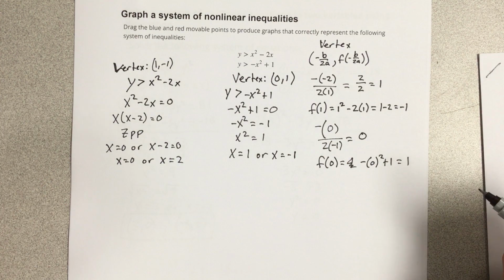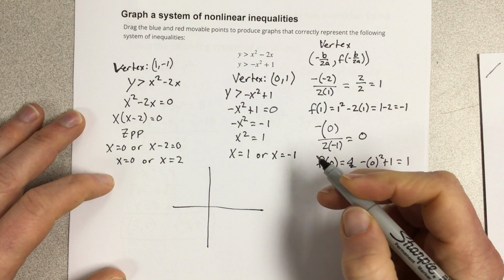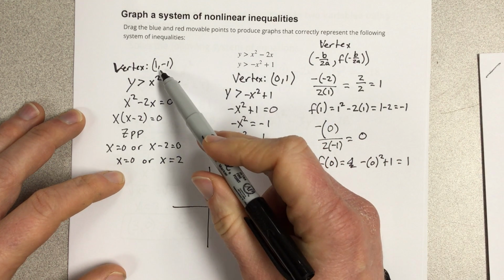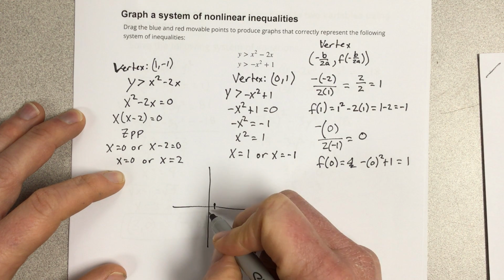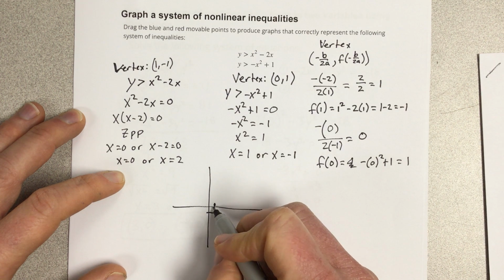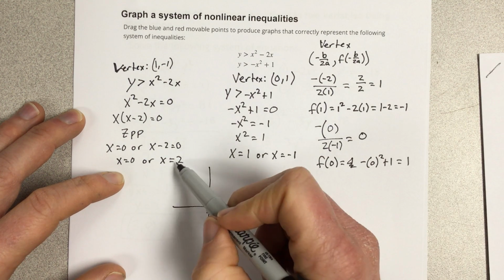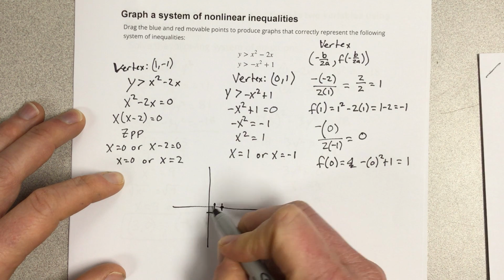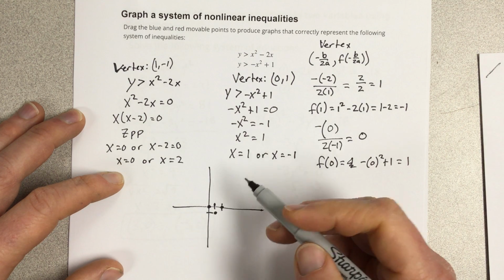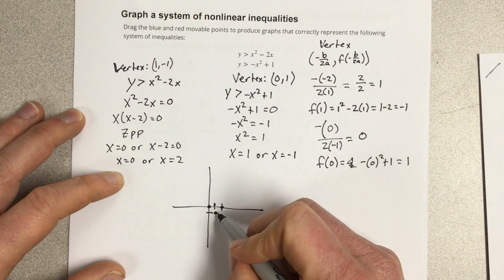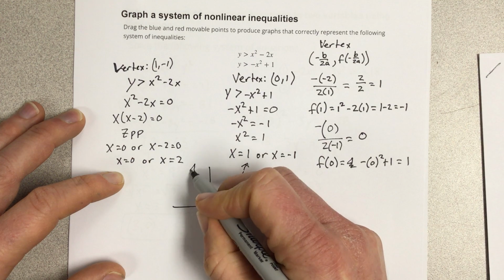Now that I have all this, I can start graphing. So let's go ahead and draw the coordinate plane. We've got a vertex of 1, negative 1 for the first one. So vertex 1 would be here, negative 1 is here. So 1, negative 1. And then we're going through 0 and 2. So 2 and 0. Those are our zeros of the function. It's a greater than sign, so we have a dashed line here.